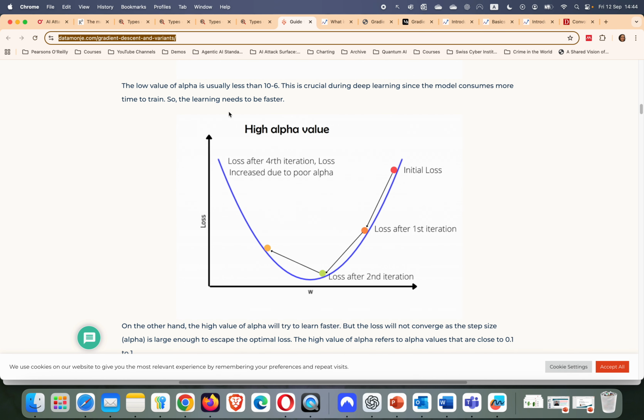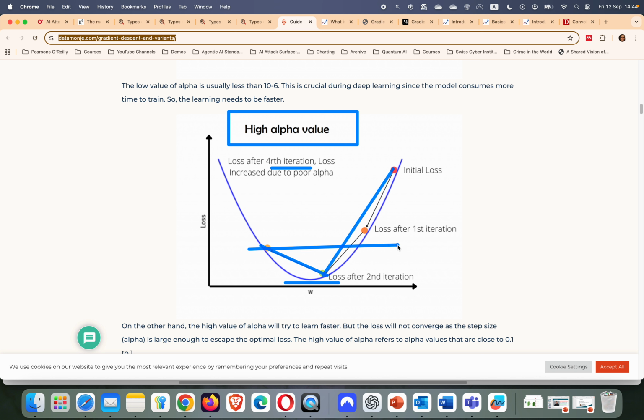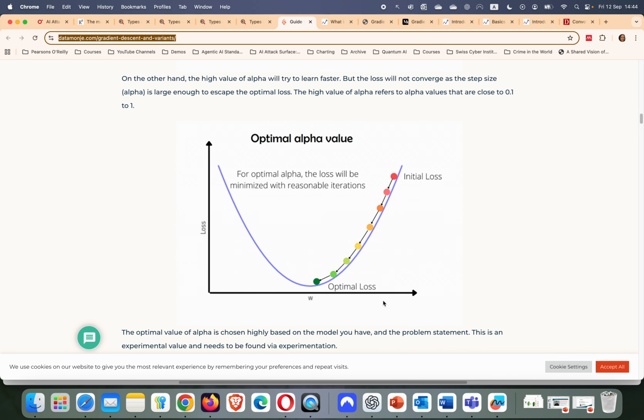Now let's look at the high alpha value. So loss after the fourth iteration. So this is when you're learning too fast, when there's less iteration. So you have the initial loss after the first iteration, and this is probably the closest that it gets, because the next one overshoots. So you're missing the point. So if you do add this step, as you can see on the gradient, you would be at the less effective state. That's if your model is training too fast.